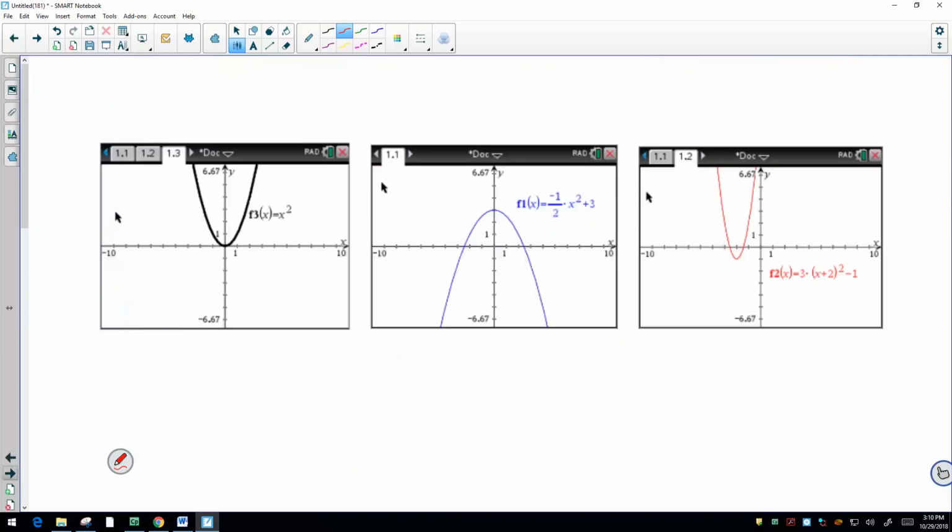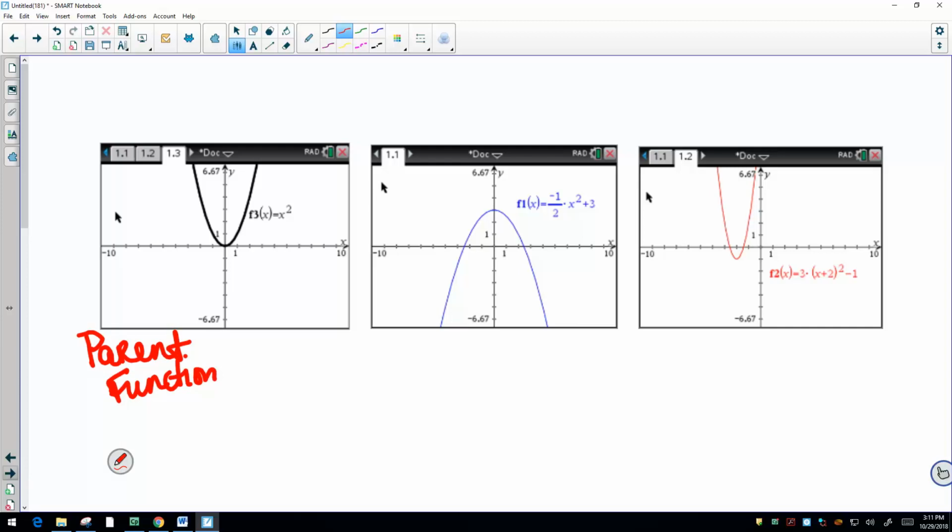Okay, so on our next page, we have a couple of different parabolas. So now we're going more into that quadratic function idea. Our graph on the left, this is our parent function. This is just our y equals x squared. So this is our original. Nothing's really happened to the function.